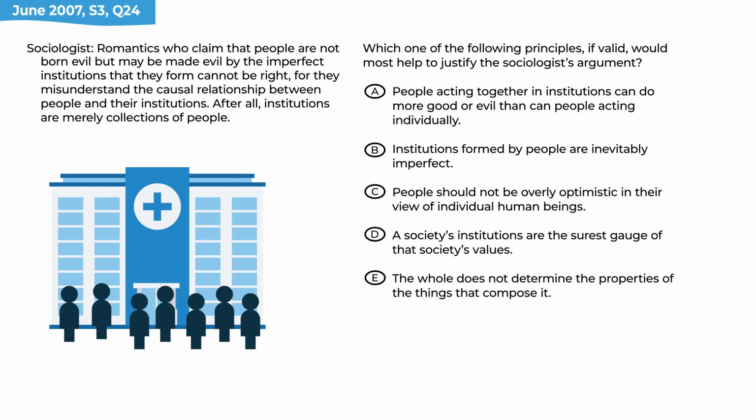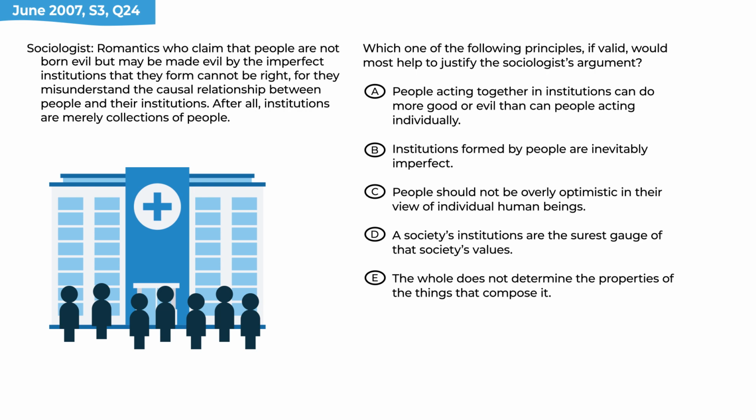They're saying institutions are merely collections of people. So what is the relationship between people and institutions according to this argument? Well, the sociologist is trying to refute the romantics, and the romantics are saying that people are not born evil, but made evil by the imperfect institutions that they form. So that can't be right. So if it's wrong that people are not born evil, then the sociologist is basically saying that people are born evil. The romantics are saying that people are made evil by the imperfect institutions. The sociologist is saying that it's not the institutions that make the people evil, but rather the people who make the institutions evil.